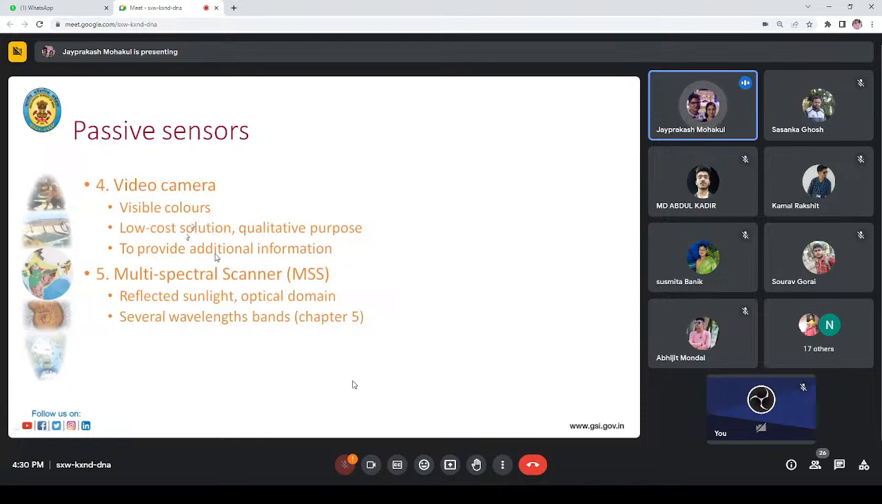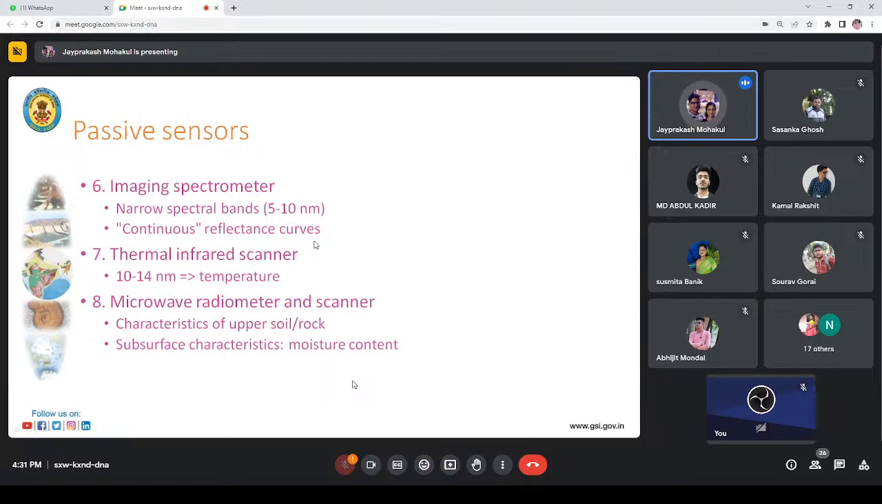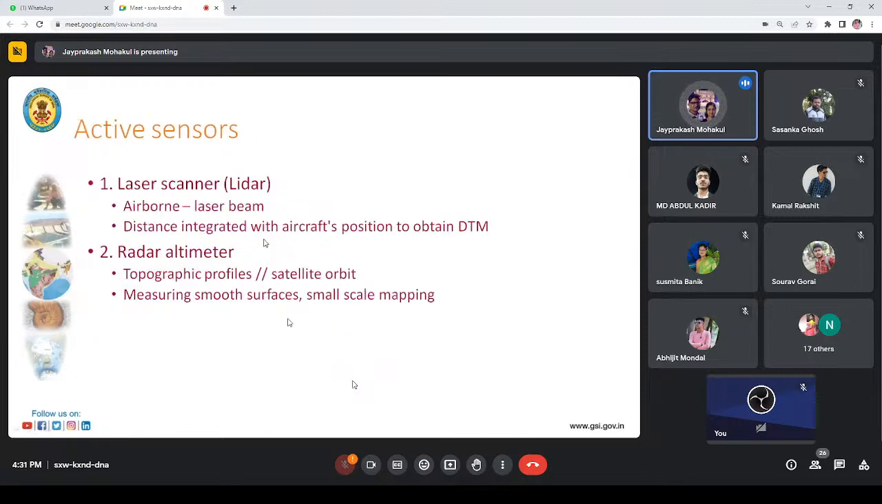To have a metric camera where measurement can be done accurately, we should have an aerial camera. They in fact can give you fairly accurate measurement on the photograph. And then of course you have the multispectral scanner, imaging spectrometer, thermal infrared scanner, microwave radiometer and scanner. These are all passive scanners, whereas the active sensor, as I was discussing, is the airborne laser beam, a radar altimeter. Can you give any example of radar altimetry in satellite remote sensing?